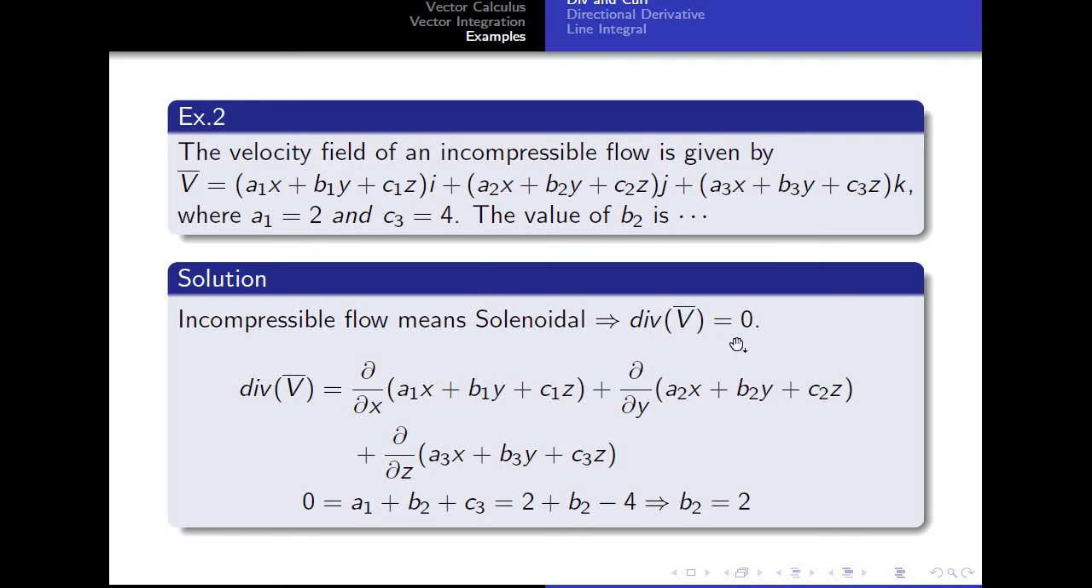Here the solution: we take the divergence as zero. How do we find divergence? Find the derivative of the first component with respect to x, plus the derivative of the second component with respect to y, plus the derivative of the third component with respect to z. We easily get the derivatives orally: with respect to x the first term is a1, with respect to y the second term is b2, and the third is c3. Given a1 is 2 and c3 is 4, and this equals 0 because divergence is 0. Therefore we get b2 equal to minus 6.